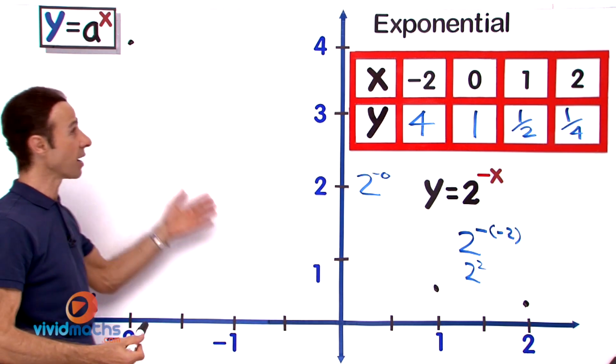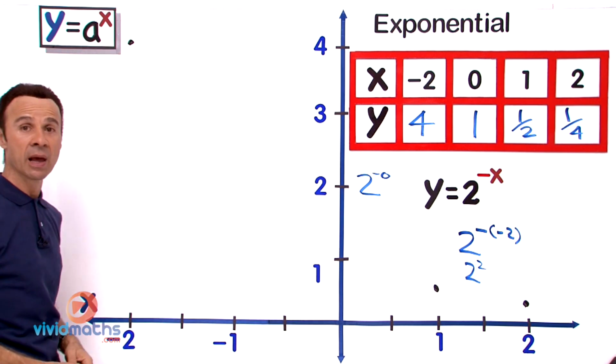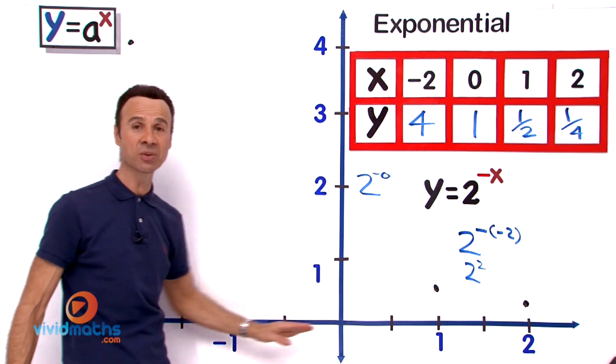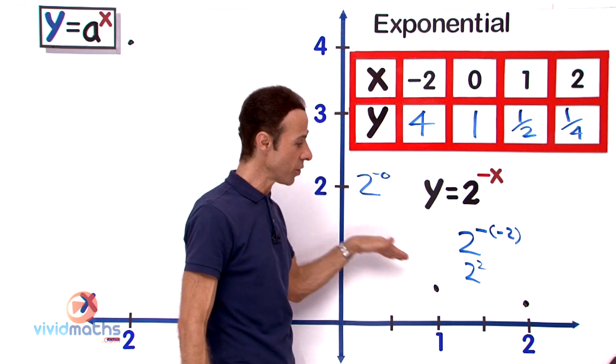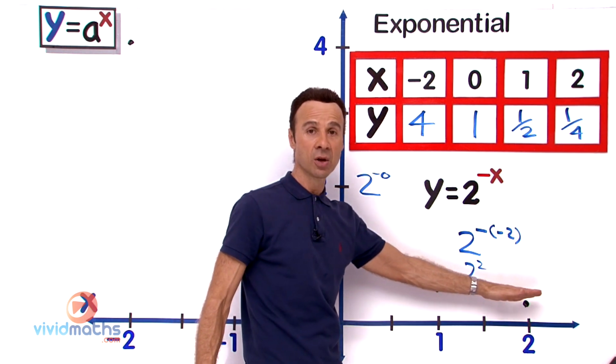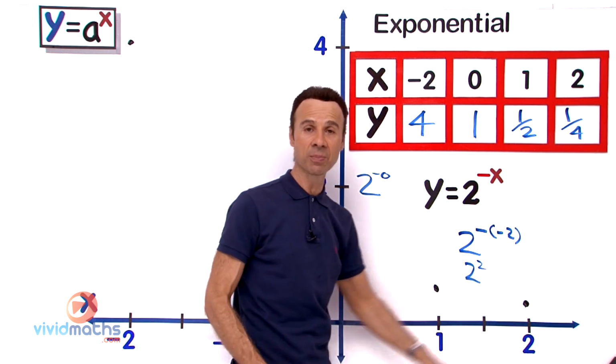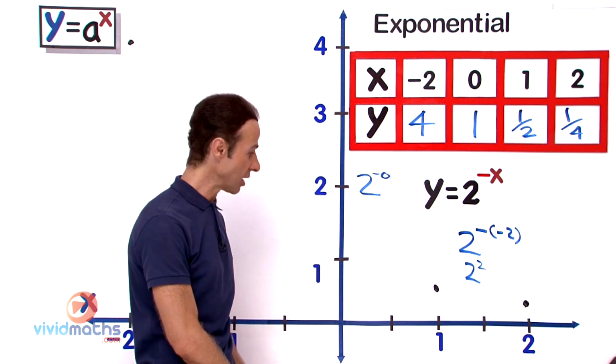As you can see, it's going out this way and rising rapidly. And of course, the x-axis is an asymptote. As we get larger numbers along the x-axis, the curve actually gets closer and closer to the x-axis asymptote, but it never actually touches. So let's join the dots.